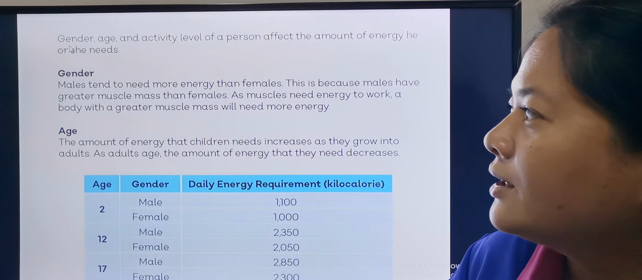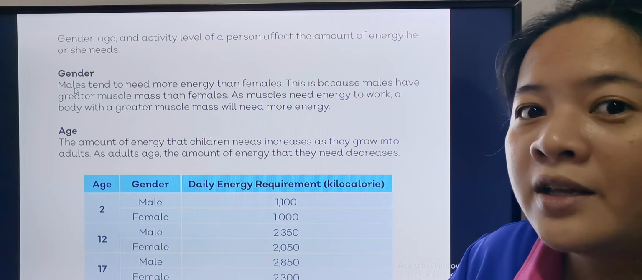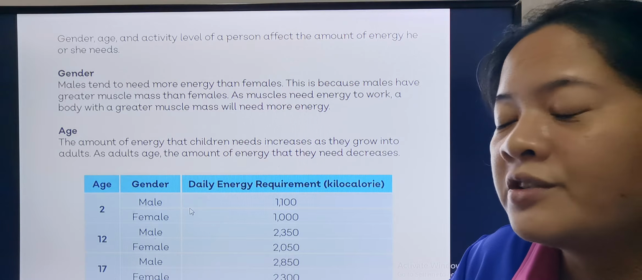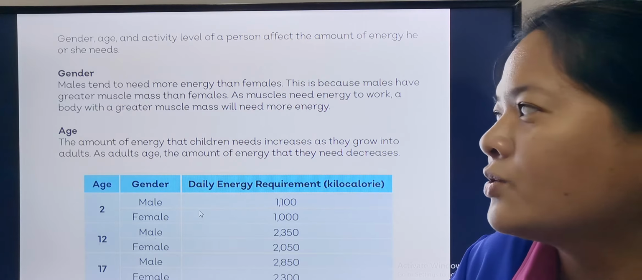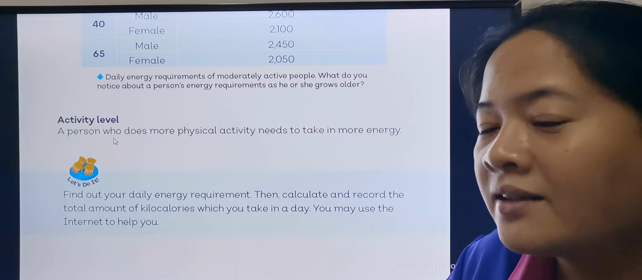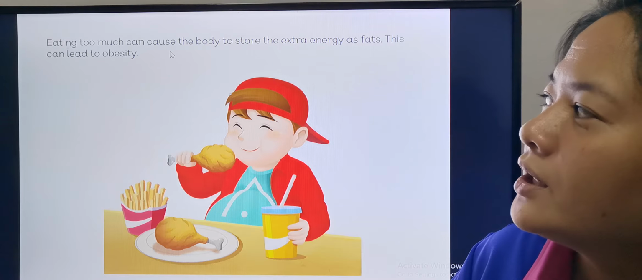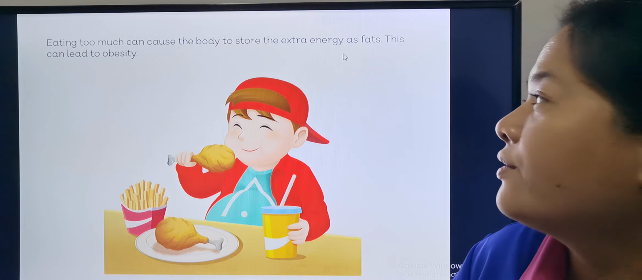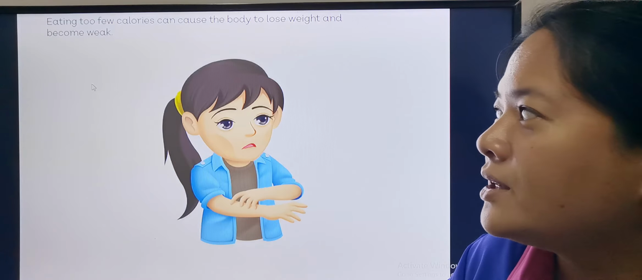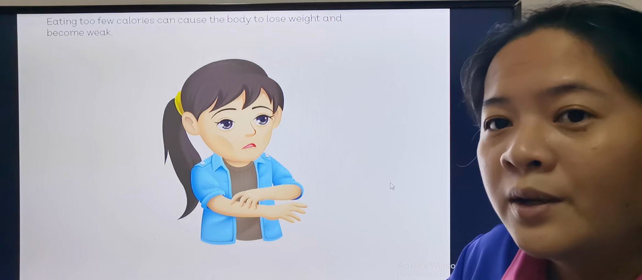And then here, gender, age, and activity level. For gender, males tend to need more energy than females. For age, different ages have different energy requirements. It's in your book, you can check as well. And then activity level: if you are more active, you need more energy. Eating too much can cause the body to store the extra energy as fats, and this can lead to obesity. And eating too few calories can cause the body to lose weight and become weak.